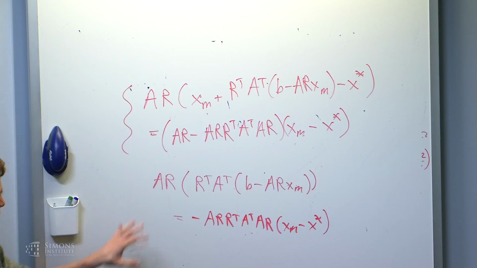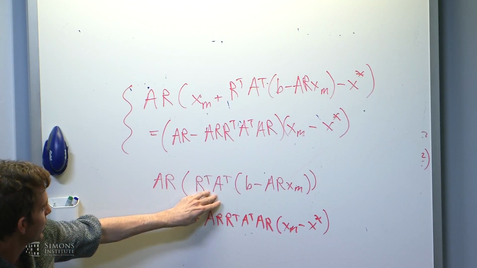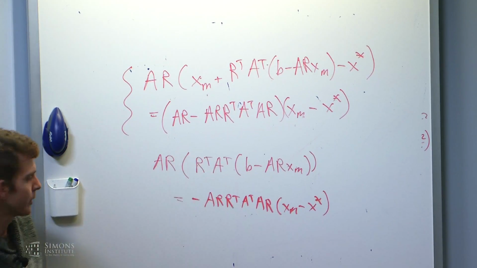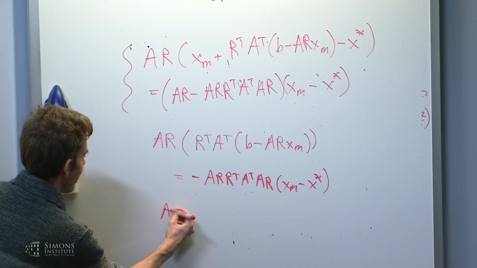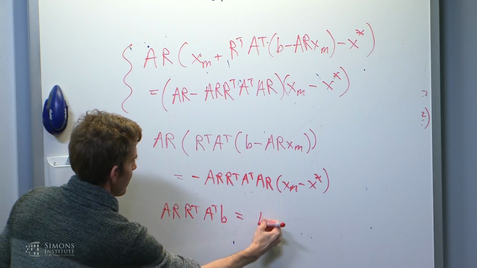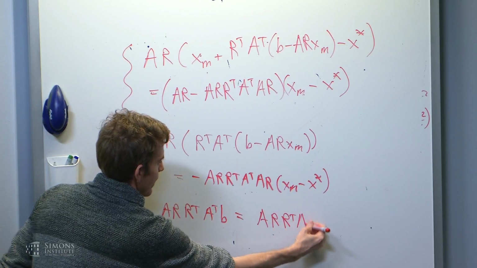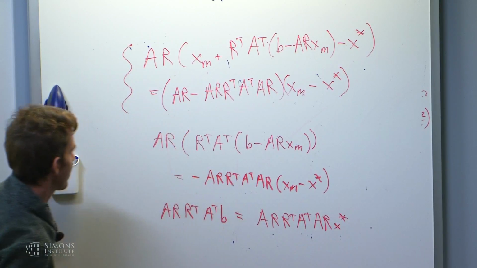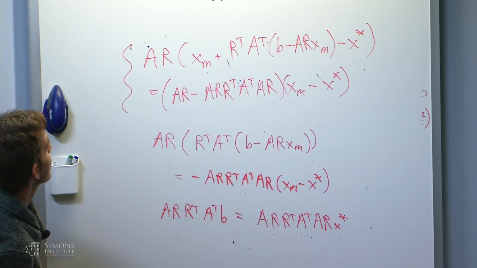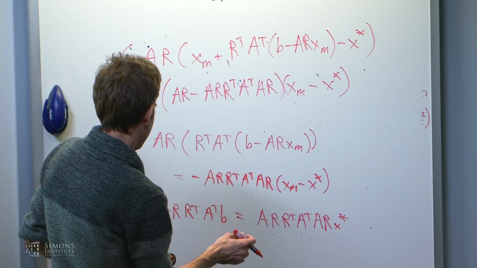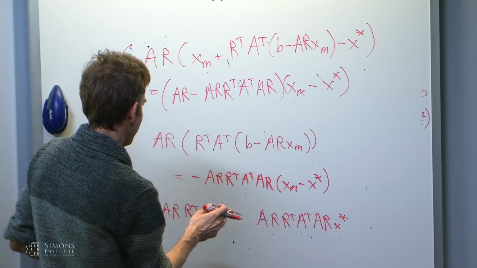Okay. So I just have to show this equality. And in both of these you have an A R R transpose A transpose times A R x_m that occurs, right? So really you just have to show that A R R transpose A transpose b is equal to A R R transpose A transpose A R x star. Is that right? Did I get the signs right? Yes. No. Oh, you just need a minus. No. Oh, sorry. That's right, right? Yeah, it's okay. That's right.